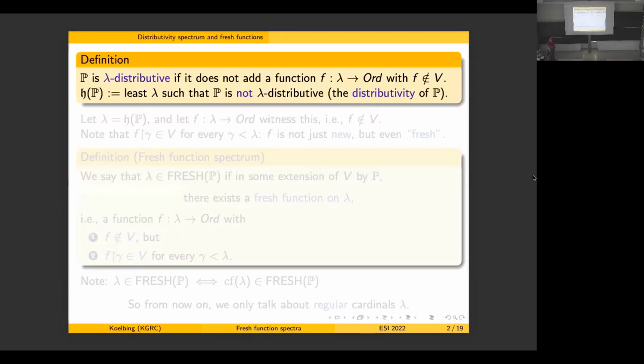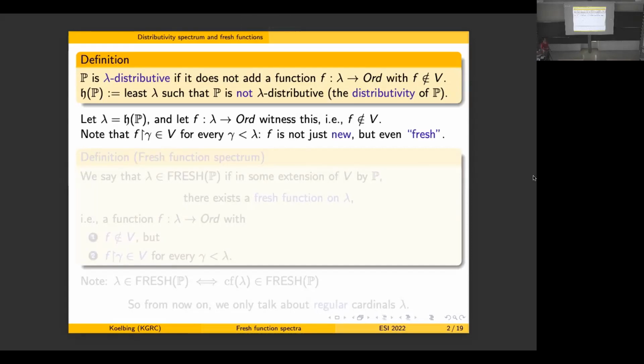Okay, to start, let me recall the definition of distributivity. A forcing P is lambda-distributive if it does not add any new function from lambda to the ordinals. So there is no function from lambda to the ordinals which is not in the ground model already. And I denote by h of P the least lambda such that P is not lambda-distributive.